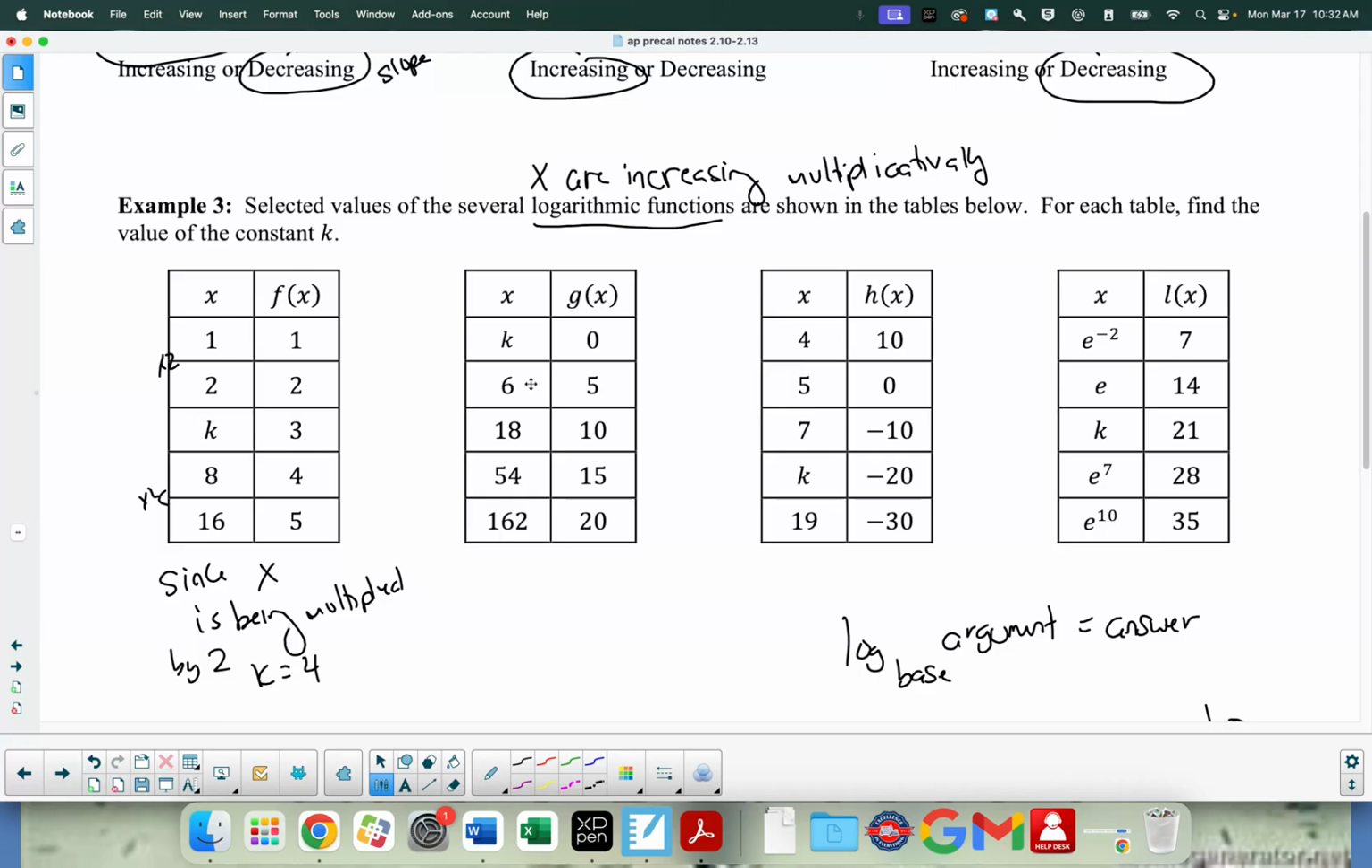All right, so the next one. Got lucky. That means we have a few pieces in a row. So that's times 3. That's definitely times 3. That's definitely times 3. So since I am multiplying by 3 to go forwards, that must mean I'm dividing by 3 to go backwards. So what times 3 is 6? We know k has to be 2 in this case. And it is, literally, since x is being multiplied by 3, k is equal to 2.